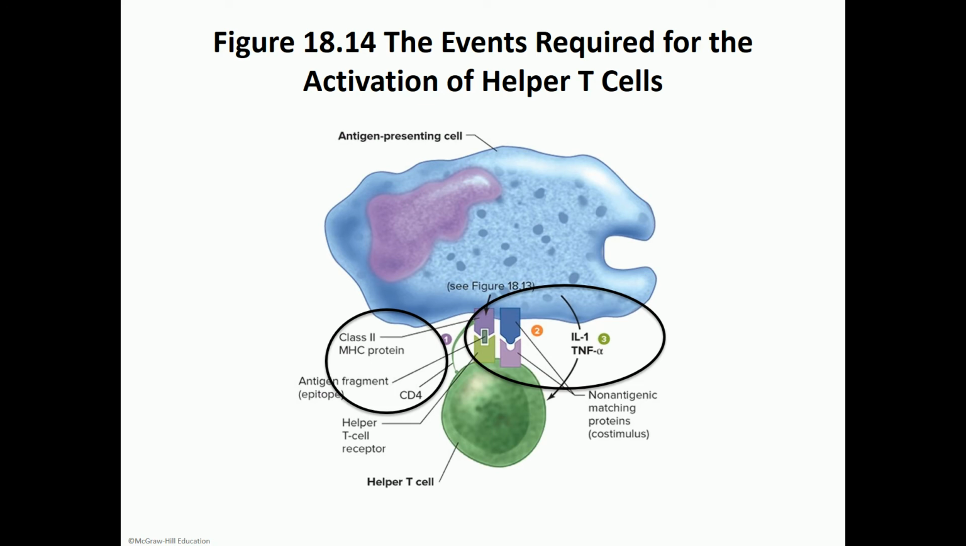So not only does the helper T cell need an antigen presenting cell to present the antigen to it, it also needs some cytokines to be activated. So for example, interleukin-1 and tumor necrosis factor that are released by the antigen presenting cells are going to help in the activation of the helper T cell.